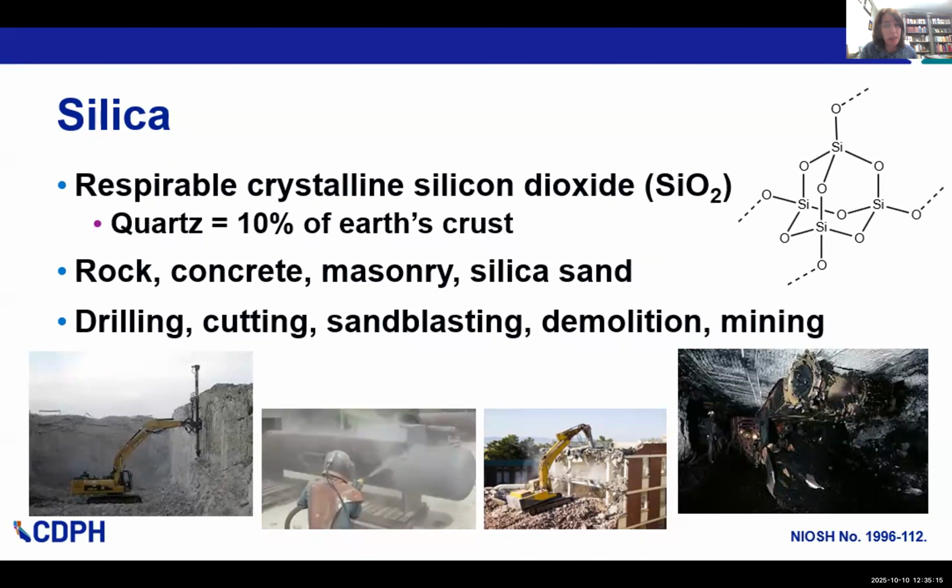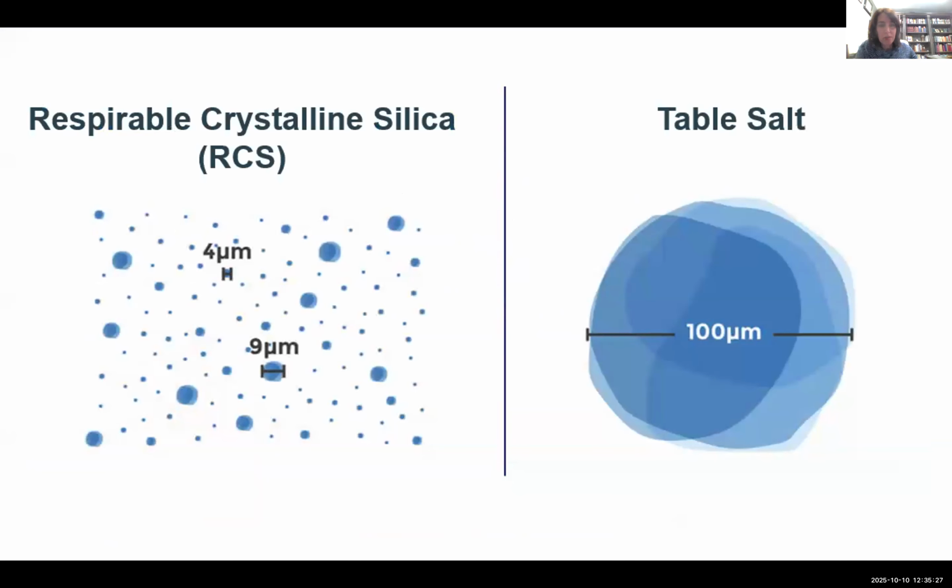That might be by drilling through rock or cutting concrete. They can also encounter silica during sandblasting, demolition work, and mining. So these are really well-known, long-standing risks. And the problem starts with respirable crystalline silica particles, which are very small.